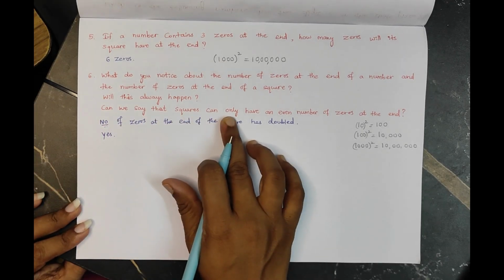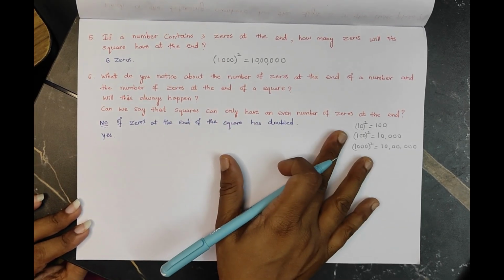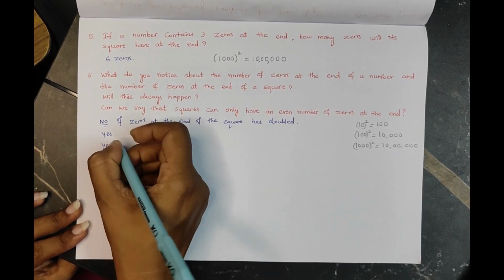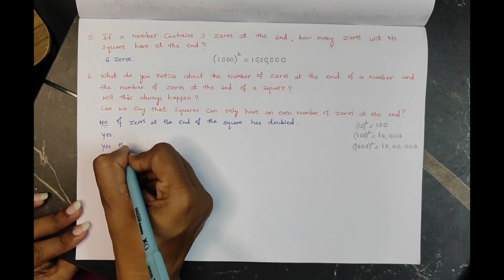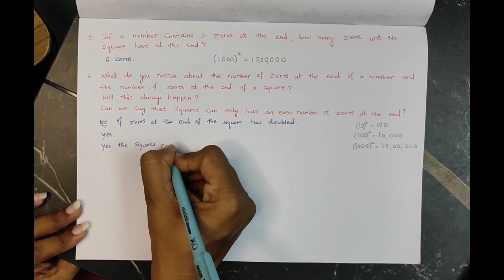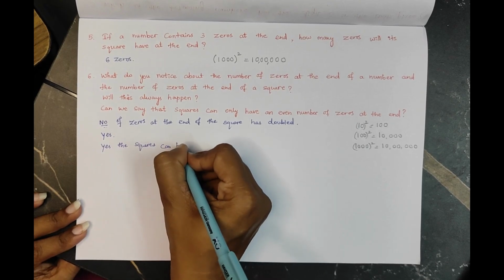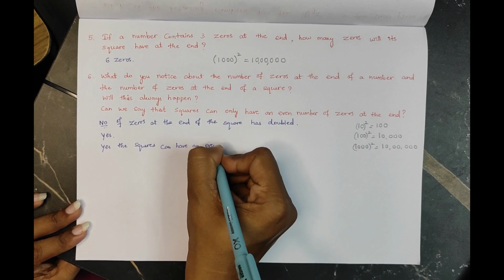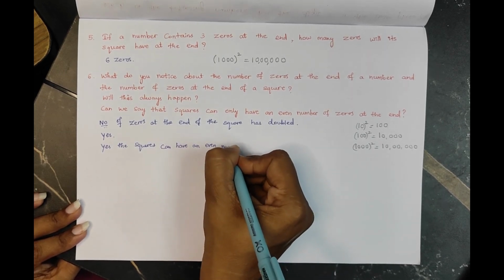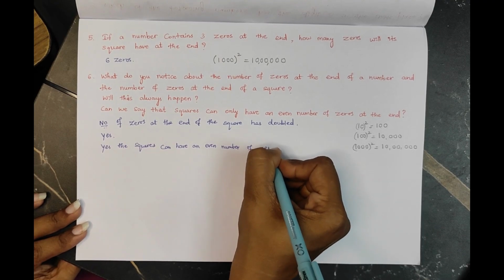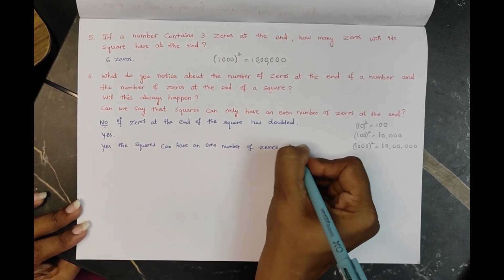Can we say that squares can only have an even number of zeros at the end? Yes, always. Yes, the squares can have an even number of zeros at the end.